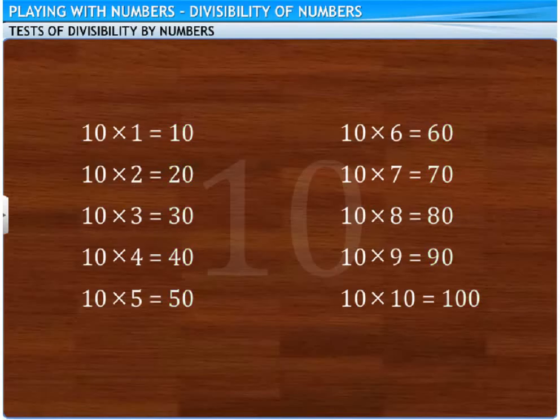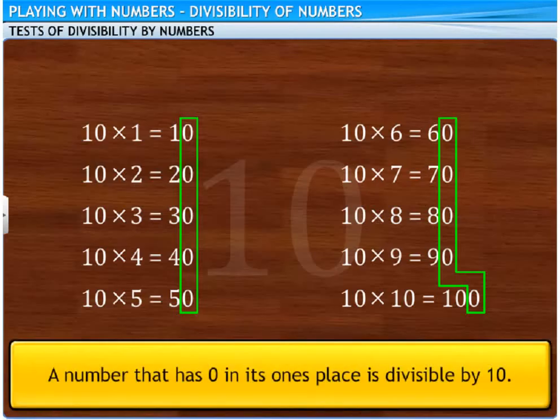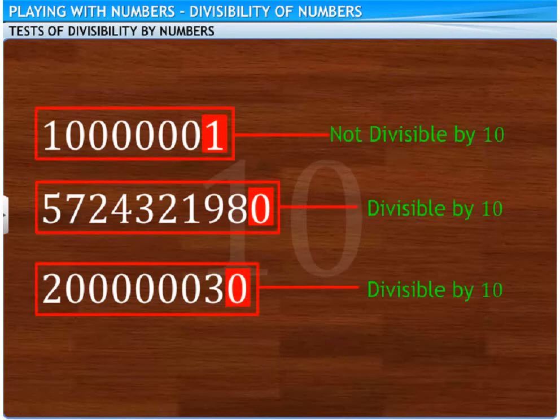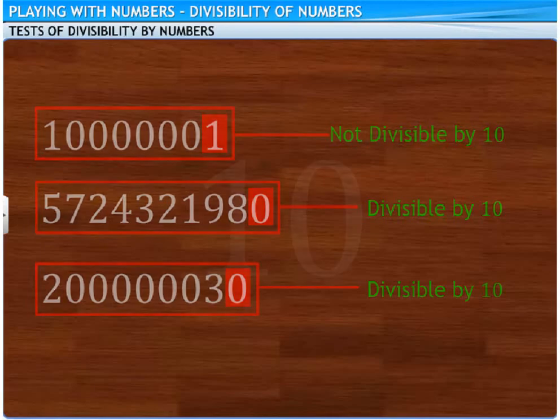Now, observe that the digit in the ones place for all these multiples of 10 is 0. This is true for all numbers divisible by 10. Thus, a number that has 0 in its ones place is divisible by 10. Using this divisibility test, you can quickly check if any given number is divisible by 10 or not without actually carrying out the division.